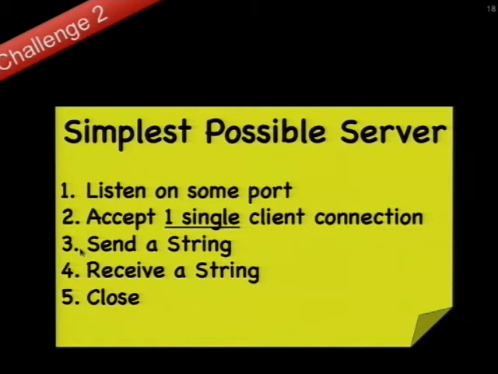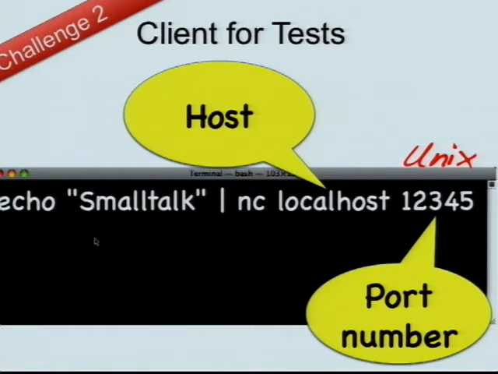So now, second challenge. We try to write the simplest possible server. It is a server that listens on some port, as all servers do, of course. It will accept a single client connection, so we will not deal with concurrency issues. It will send a string, receive a string, and close the connection. That's it. For tests, you can either start another image because we don't want to play with concurrency yet, or you can use NC, but now NC as a client. So you see the options change. There is always the echo message, but then in NC there is no listen option, and you need to provide the host to which you want to connect, and then of course the port. So things are a bit more complicated here.